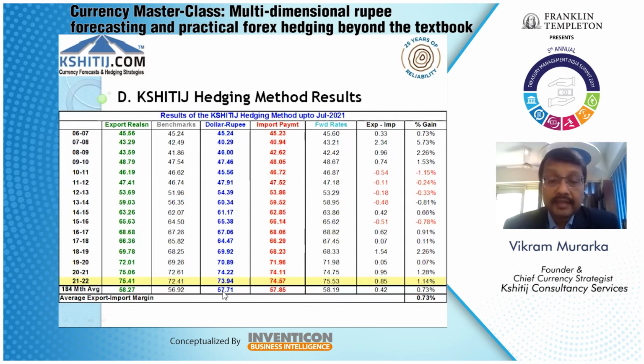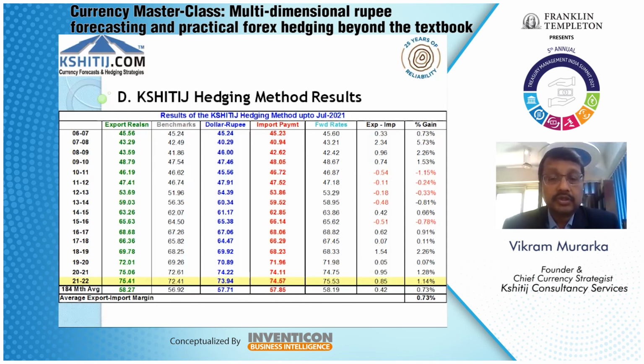But if we compare with the market spot on realization date, that is an average of 57.71. This tells us that if we had not hedged at all for imports, so the importer had not hedged at all, he would have paid actually 57.71 compared to what he has paid, 57.85. Okay, so he's actually paid 14 paisa more by hedging.